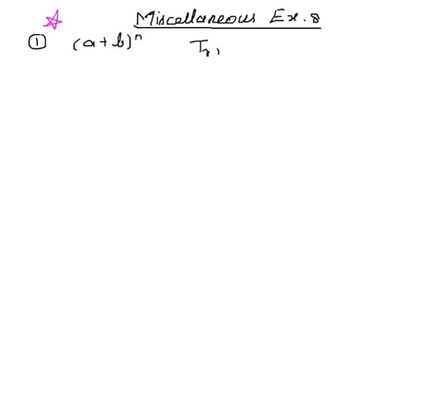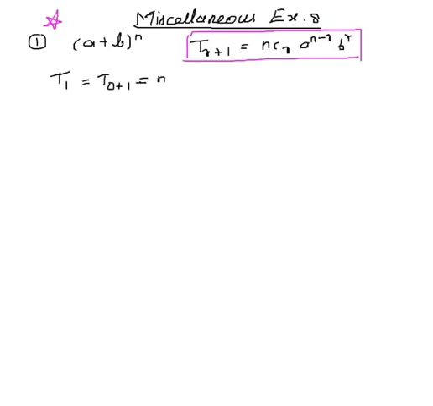Let us write the general term of this expansion. T(r+1) is nCr, a^(n-r) and b^r. The first term of the expansion is T1, which is T(0+1), nC0, a^n, and this is given as 729.